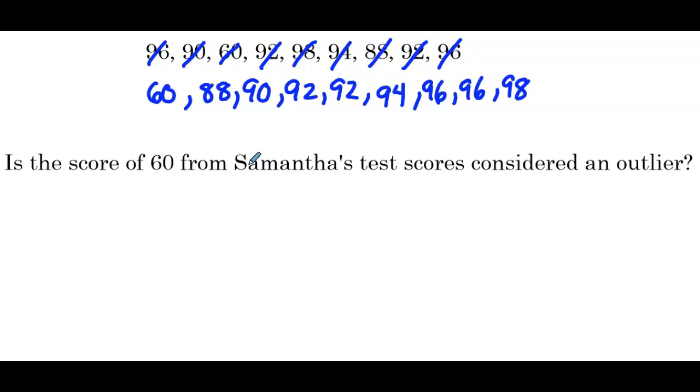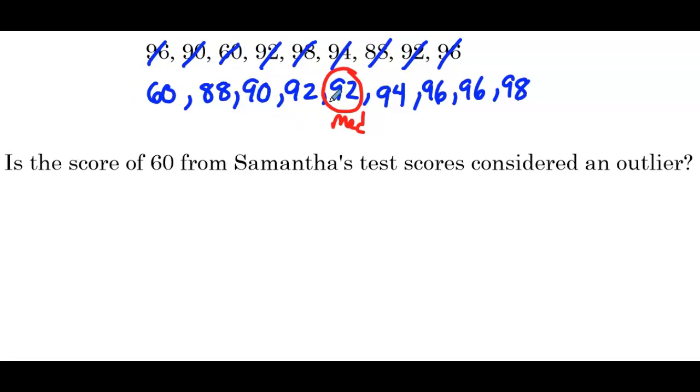Perfect. Okay, so in order to figure out the outlier computation, we need to find the first quartile, the third quartile, and the interquartile range. So we'll start by finding the median. With 9 scores, the middle is the 5th test score. So that's right here. That's our median.